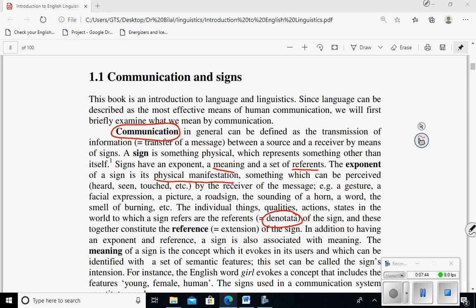The exponent of the sign has the reference and it has the meaning. It has the meaning of the sign. It's a concept which evokes in its users and which can be identified with a set of semantic features. This set can be called the sign's intention. The sign's intention. Now, what does that mean?